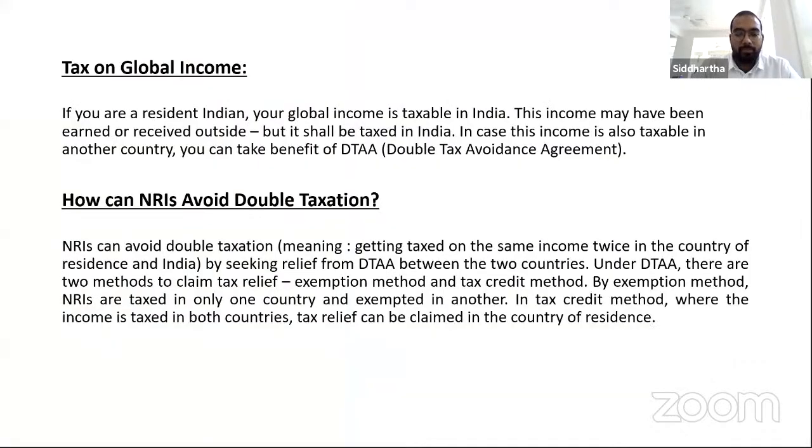So how do we determine residential status? Yeah. I have one more question, Siddharth. What is the taxation for a resident who earns income from a source outside India? I'm a resident. For me, what is taxed?